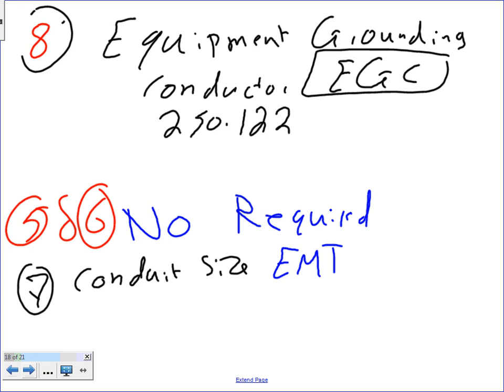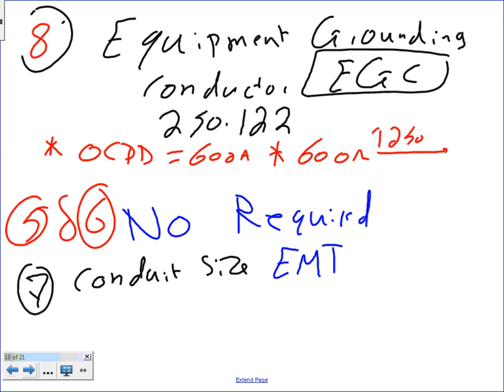Another thing, you have to size the equipment grounding conductor in order to size the conduit, guys. Otherwise, you can't size the conduit. So, Chris, we size it based on the overcurrent protection device. The overcurrent protection device equals 600 amp. So the first thing you need to do is take the 600 amp to where? Table 250.122. And what do you get? Number 1. So we take number 1 for the equipment grounding conductor.